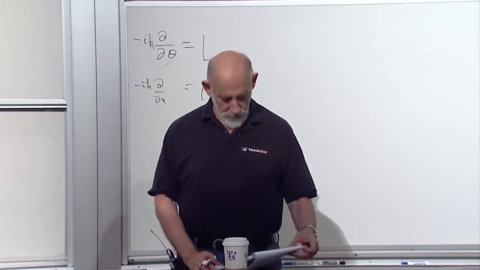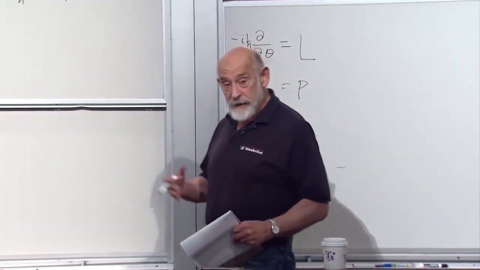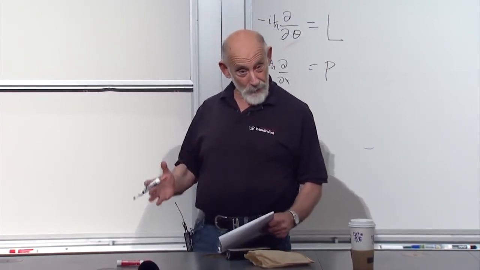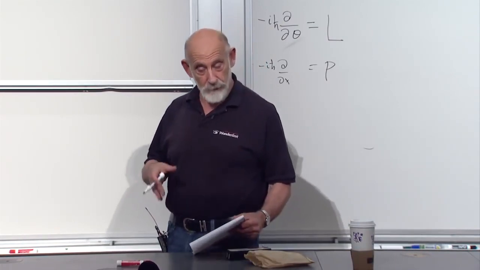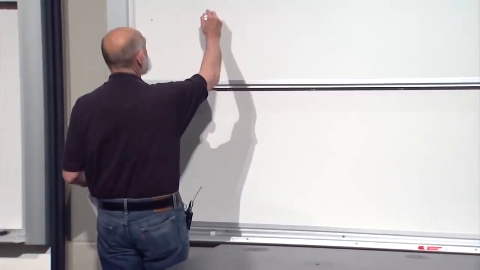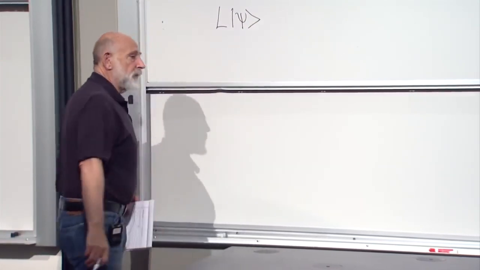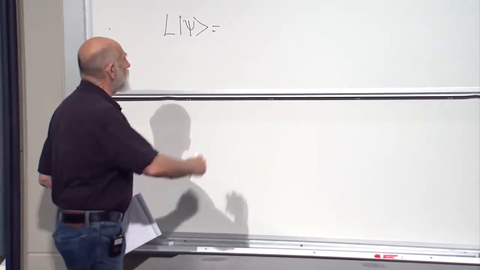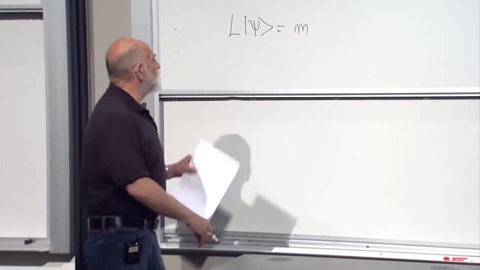What are the eigenvectors of the angular momentum? The eigenvectors and the eigenvalues. The eigenvalues are the possible outcomes of experiments, and the eigenvectors are the states of the system for which those outcomes are certain. All right, to answer that, we write the equation L on psi, that's the action of the angular momentum, is equal to an eigenvalue. I'm going to call that eigenvalue m. It's standard. m times psi.